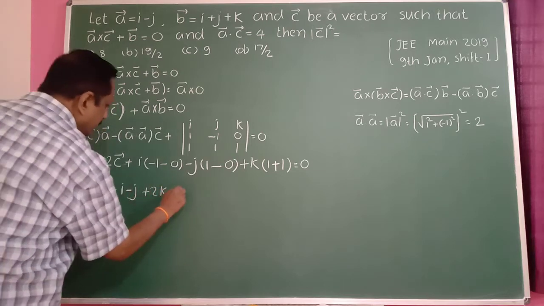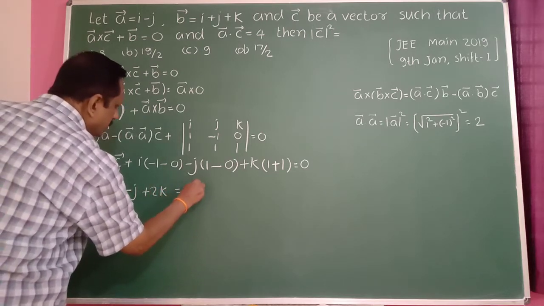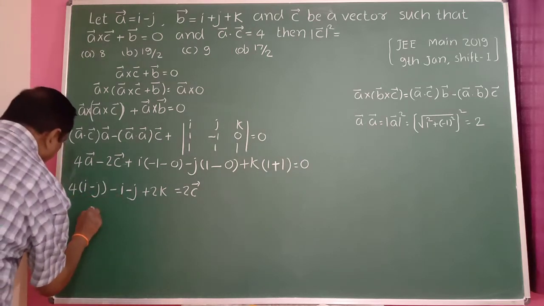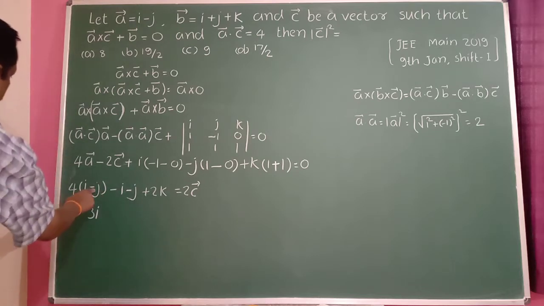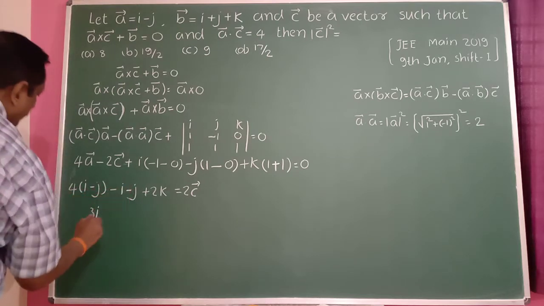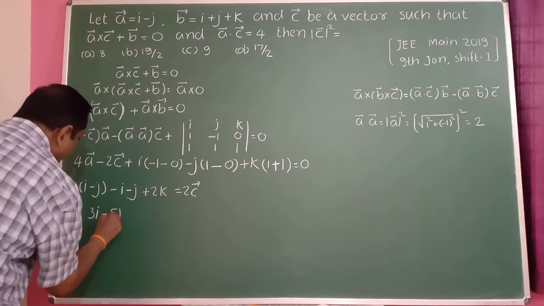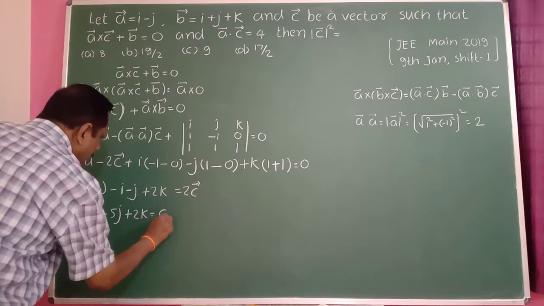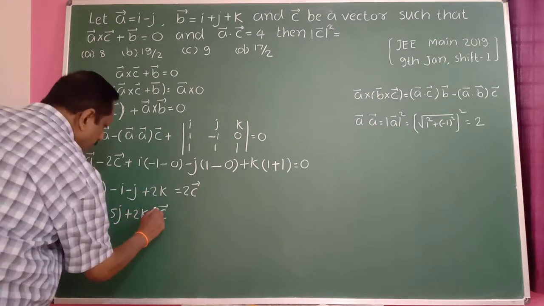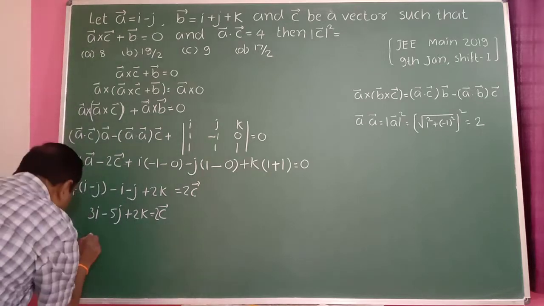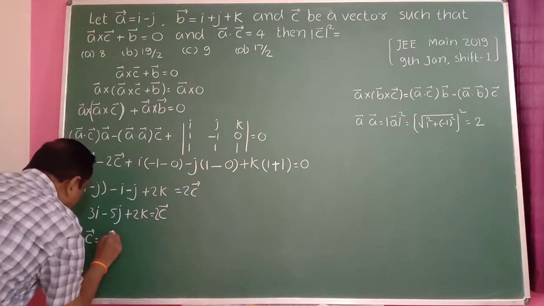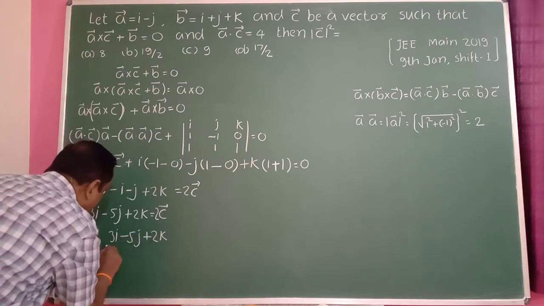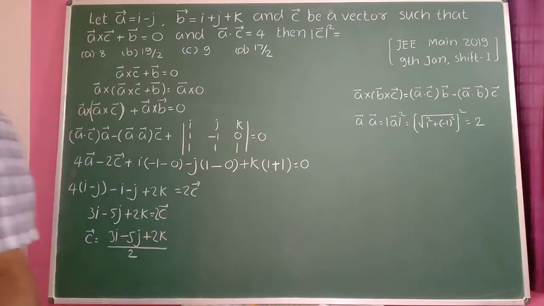Take the 2 c bar to the right hand side. Then 4i minus i becomes 3i, minus 4j minus j becomes minus 5j, and plus 2k is equal to 2 times the vector c bar. Therefore, c bar is equal to (3i minus 5j plus 2k) divided by 2.